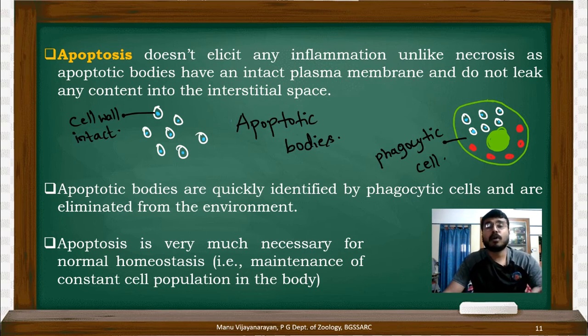The apoptotic bodies are very quickly identified by the phagocytic cells which approach them and engulf them completely by the process of phagocytosis, which terminates or kills the cell. So by the process of apoptosis, the body maintains a constant number of cells, that is, the number of cells died per day would almost be equal to the number of cells that are synthesized per day. So this is called cellular homeostasis that is maintained by the process of apoptosis.